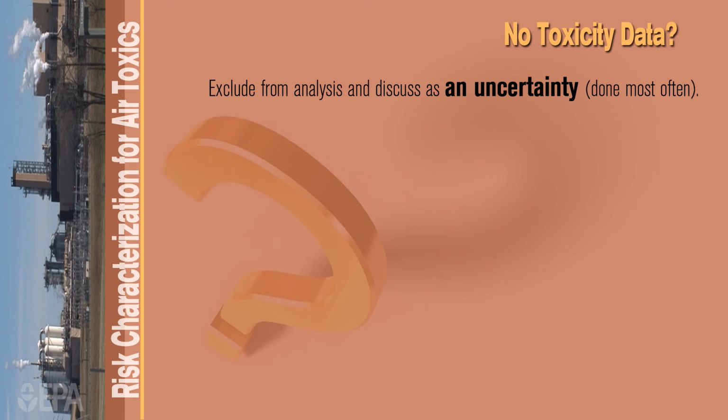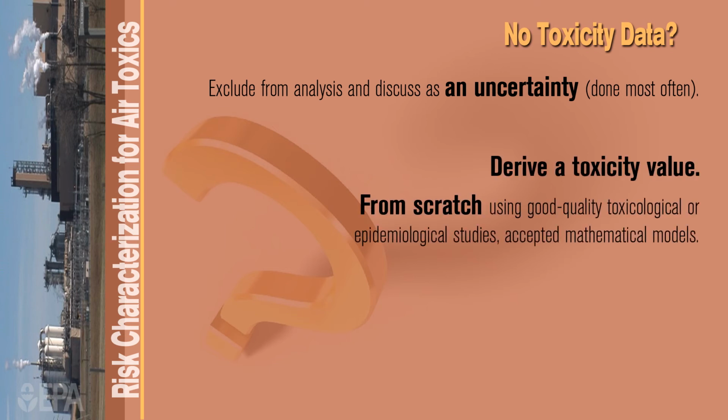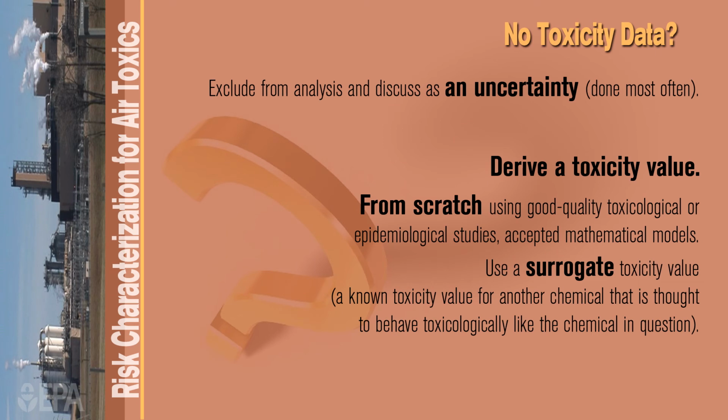When there is no toxicity information, there are several options. Some of these options are better than others, depending on the circumstances. Sometimes we just omit certain chemicals from the risk estimates, and then we discuss why we did this and the uncertainty that is associated with this. Sometimes we can use the known toxicity of another chemical as a surrogate for a structurally similar chemical with no toxicity data.